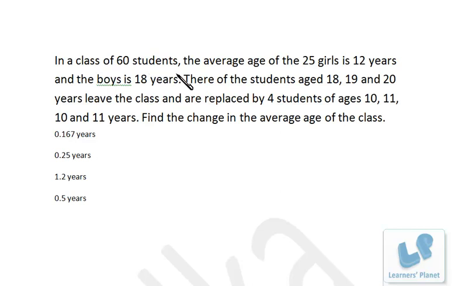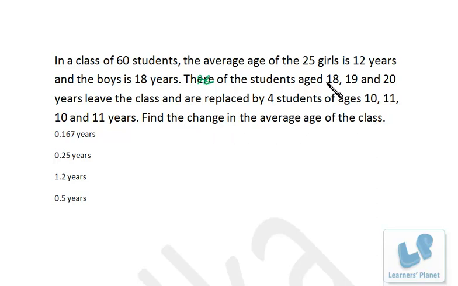In a class of 60 students, the average age of 25 girls is 12 years and of the boys is 18 years. Three students aged 18, 19, and 20 years leave the class and are replaced by 4 students. So 3 students are leaving and 4 students are joining. Find the change in the average age of the class.